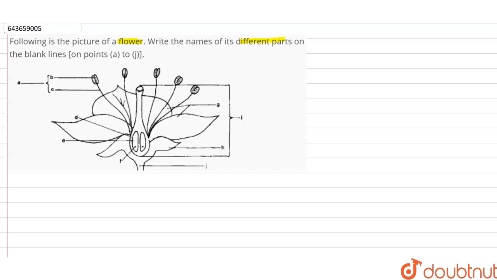In this question, they have given us a picture of a flower, and we have to write the name of the different parts which have been labeled from A to J. So we know that flower is a unit of sexual reproduction that we are going to find in our flowering plants or our angiosperms.